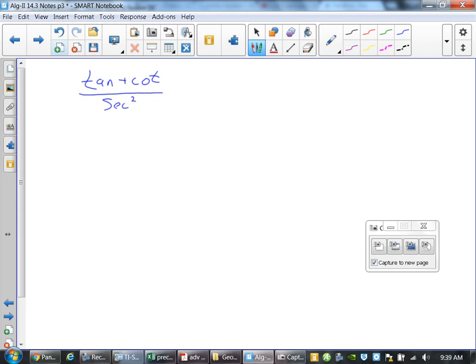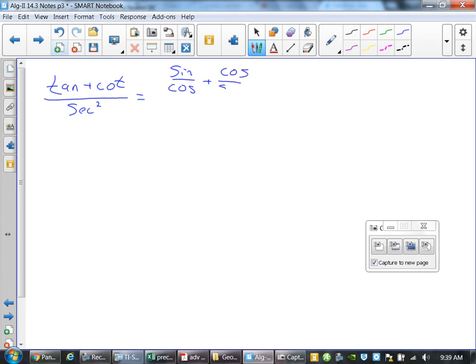Tangent plus cotangent over secant squared. So, rewrite the numerator in terms of sines and cosines, you get a common denominator, since they're reciprocals of one another. When you have tangent and cotangent, one of the obvious things that you can do when you have to add them together is that it will create a Pythagorean identity of sine squared plus cosine squared. Right? It works. So you get sine squared plus cosine squared when you have the common denominator of cosine and sine.